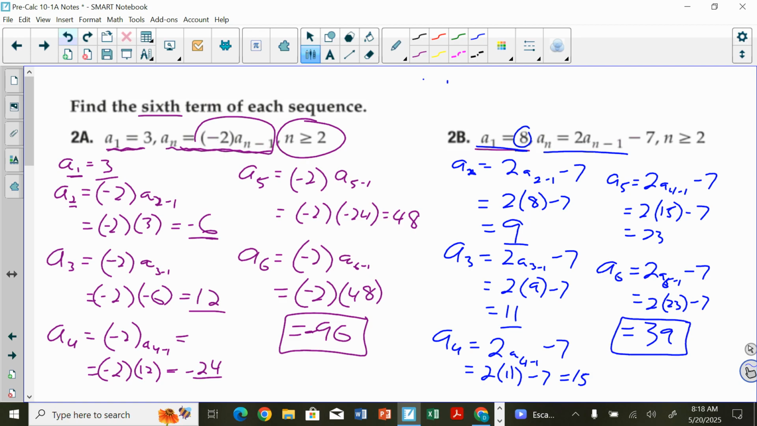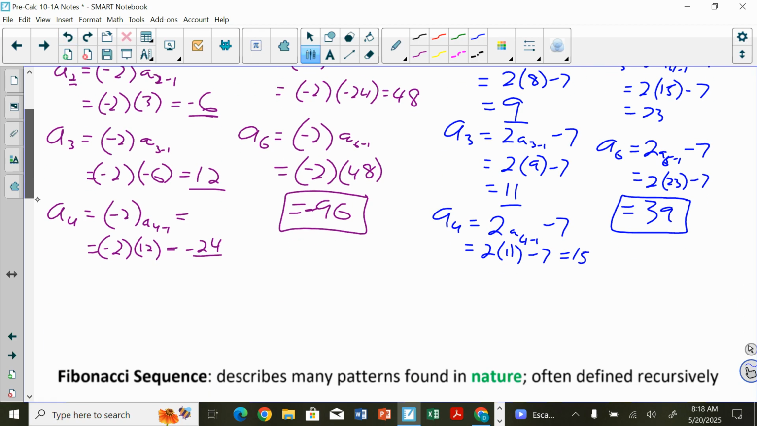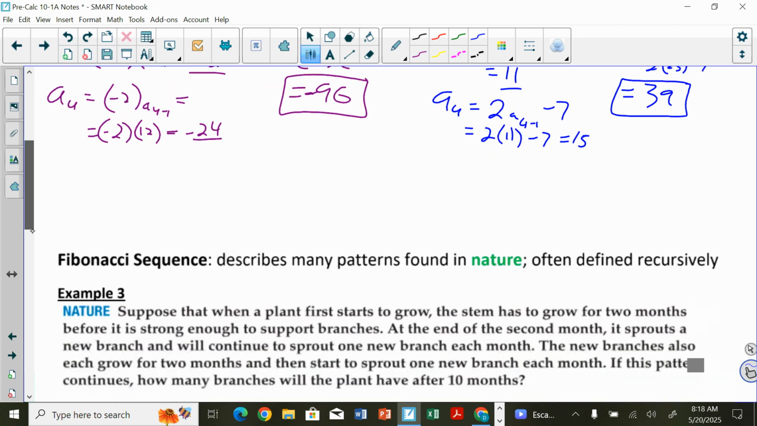Okay, so a lot of work to those, but it's just repeating the same thing, using that recursive formula to get the previous term before it, plug it in the formula, and go.